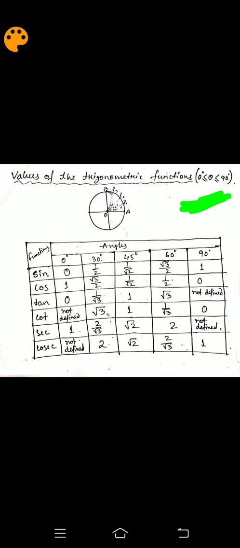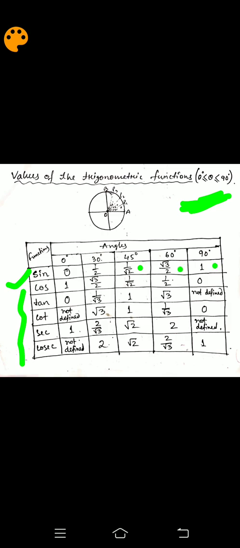Okay, so this one is very easy to remember, no need to learn by heart. But at least you have to know the value of sine. If you know the value of sine, then you can find the remaining values. So sine 0 is 0, sine 30 is half, sine 45 is 1 by root 2, sine 60 is root 3 by 2, and sine 90 is 1.